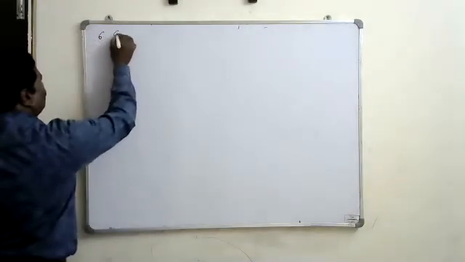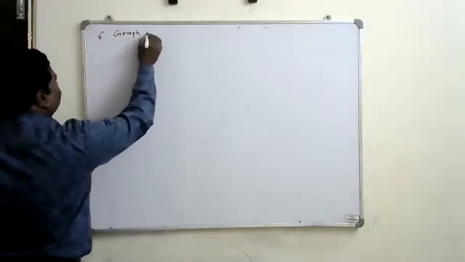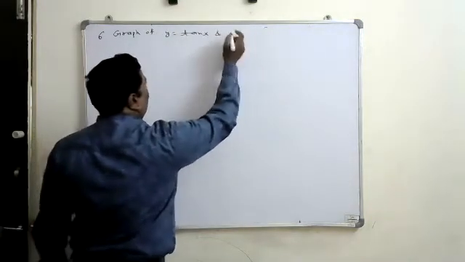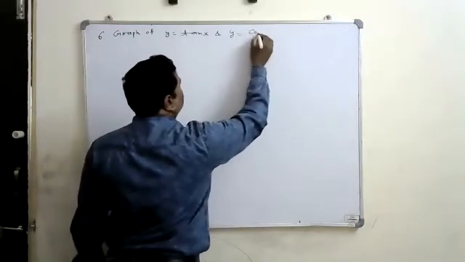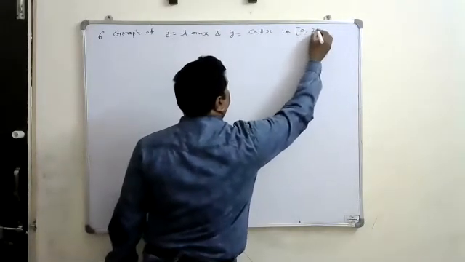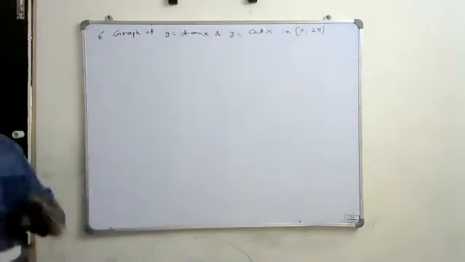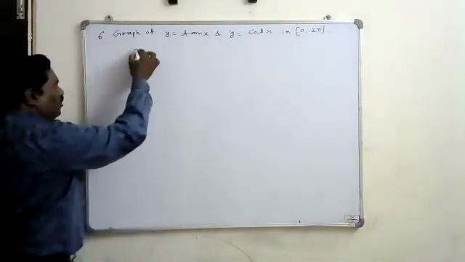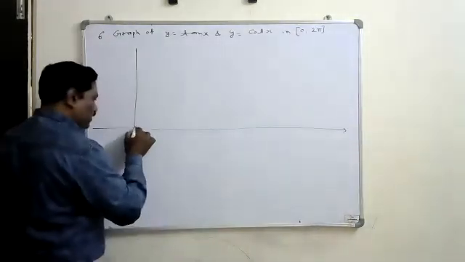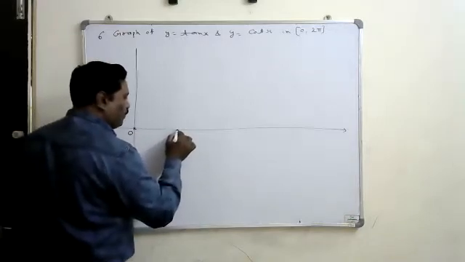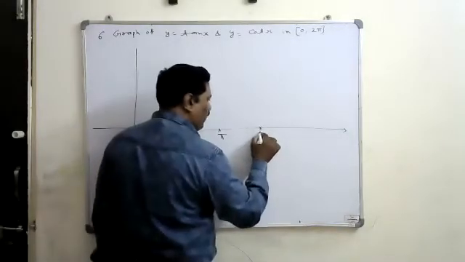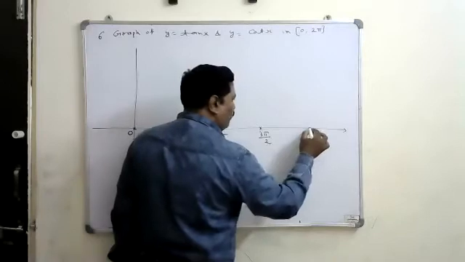Example 6-1. Graph of y equal to tan x and y equal to cot x in the interval 0 to 2 pi. In the interval 0 to 2 pi, we will draw both the graphs. For this, take the coordinate axes. Take the same scale: 0, pi by 2, pi, 3 pi by 2 and 2 pi.